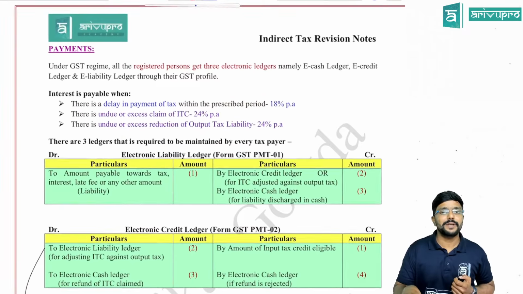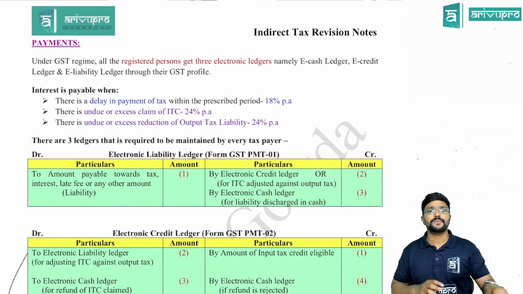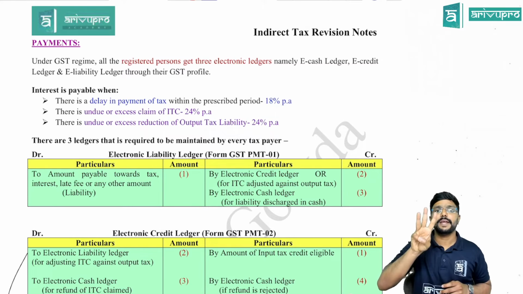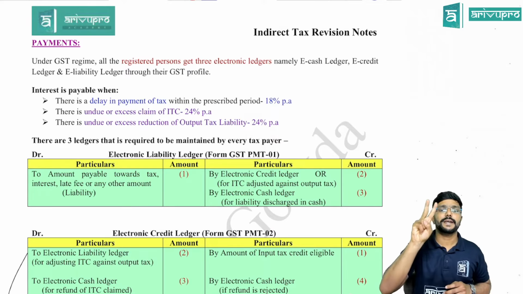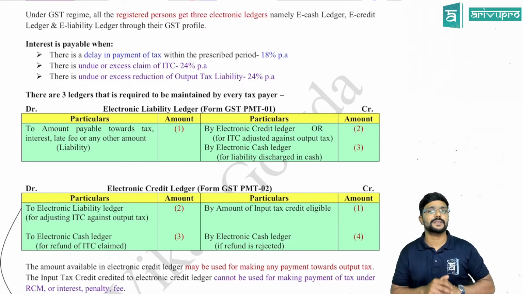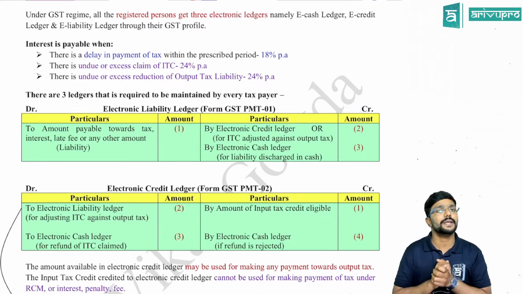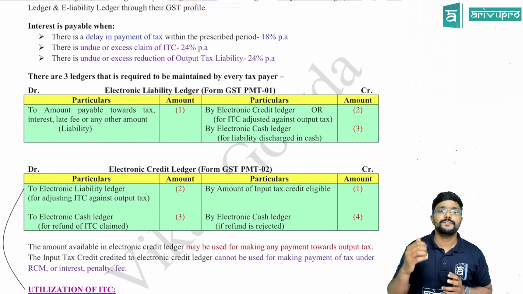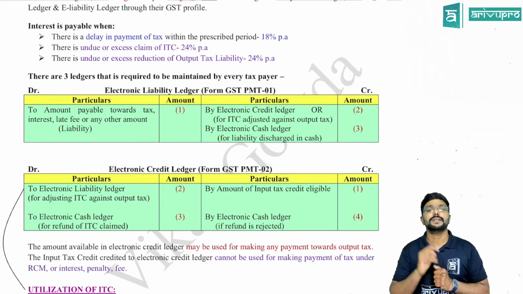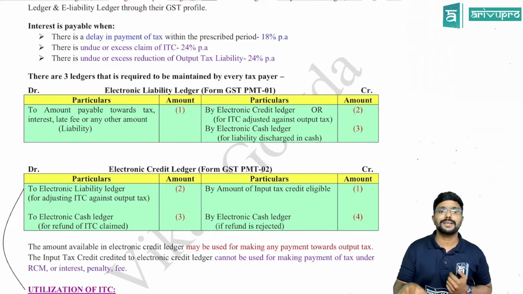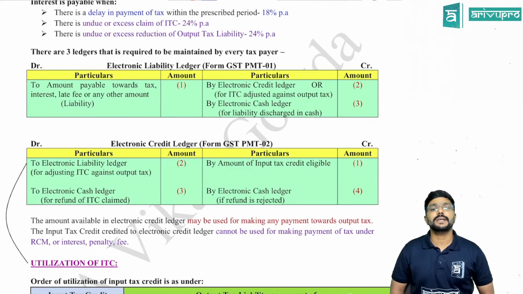Then coming to payments, whenever a person is registered under GST, on his GST profile he will be allowed to maintain 3 electronic ledgers, that is cash ledger, credit ledger and liability ledger. Whenever there is a delay in payment of tax by a registered person, 18% interest would be charged on that tax amount for the delay. If there is excess claim of input tax credit, or if there is excess reduction of output tax liability, then how much interest do they have to charge? 24% interest per annum.